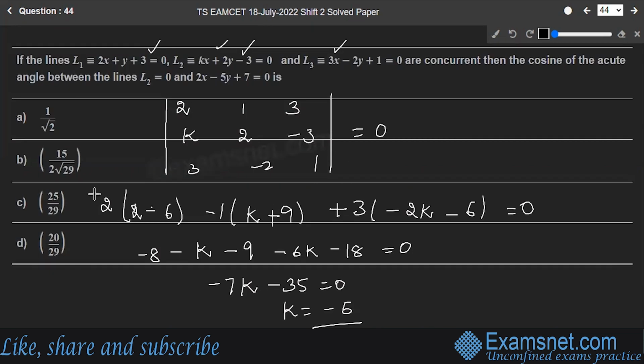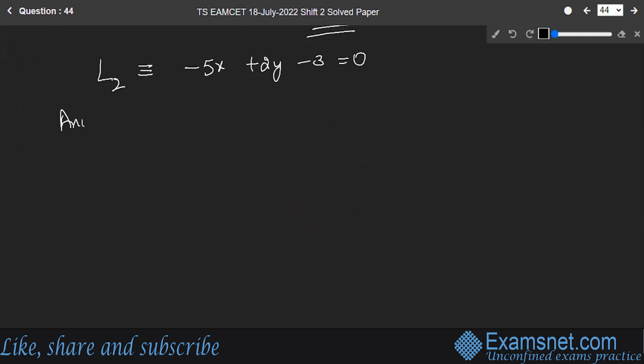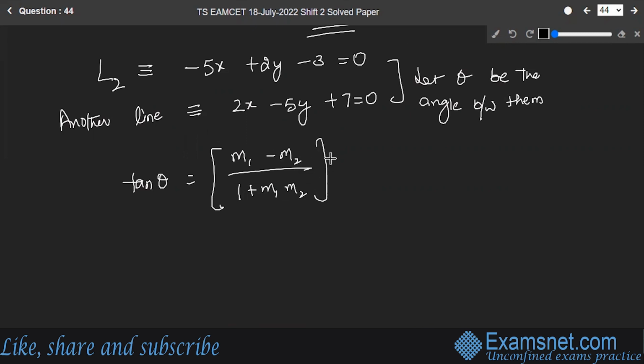Now, you have to find out the cosine of the acute angle between L2 and 2x minus 5y plus 7 is equal to 0. So, another line, 2x minus 5y plus 7 is equal to 0. So, let theta be the angle between them. Okay, that means tangent of theta is given by the slopes, m1 minus m2 upon 1 plus m1 into m2. So look at these two lines. What will be the slope of this line L2?